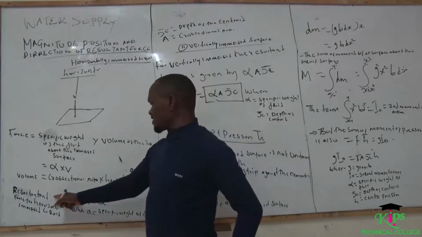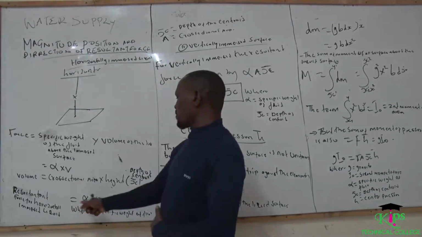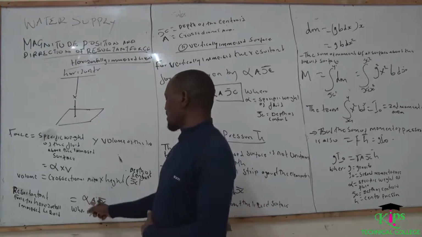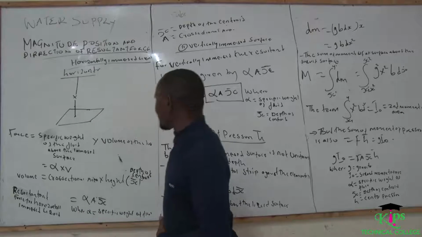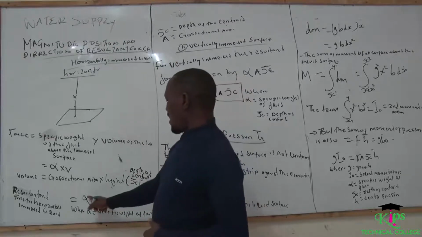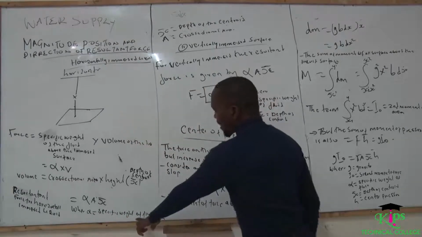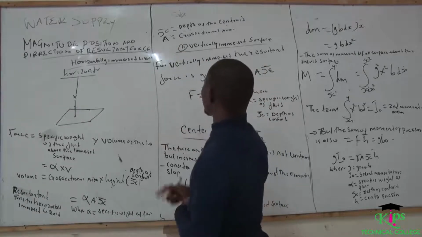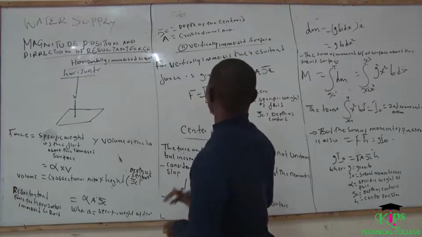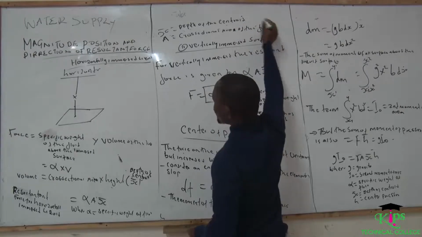Therefore, to calculate the resultant force on a horizontally immersed surface, we multiply the specific weight of the liquid times the cross-sectional area times the depth of the centroid, x bar. So the resultant force is given as alpha times area times x bar, where alpha is the specific weight of the fluid, x bar is the depth of the centroid, and the area is the cross-sectional area of the fluid.